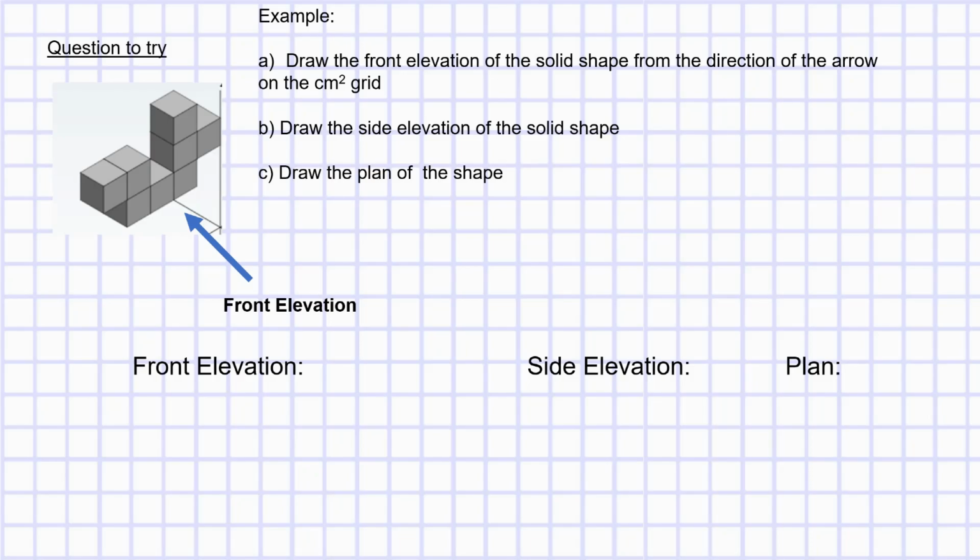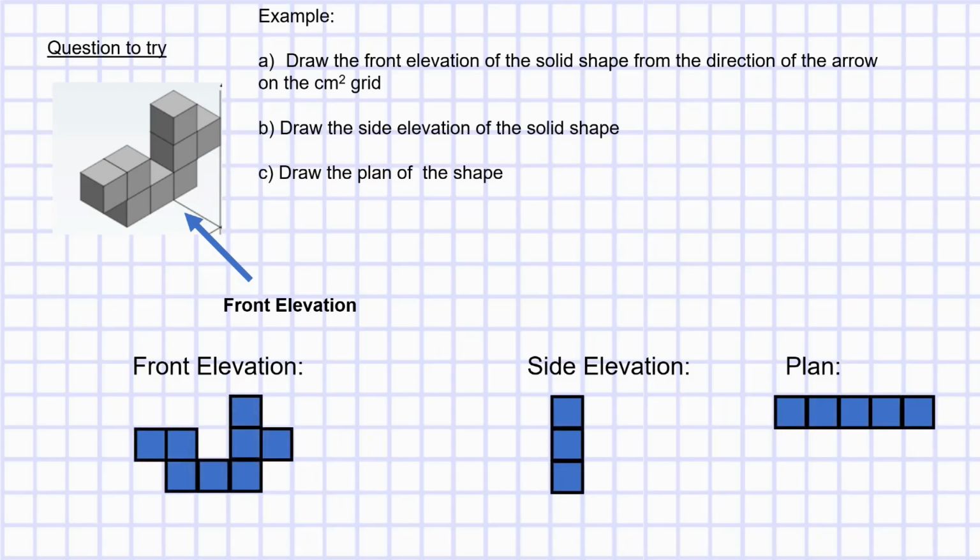Here is the answer. So for the front elevation, we should see this shape here. The side elevation, so whether you look at it from this side or this side, you will just see 3 squares going up, and the plan view, you should just see 5 squares going across.